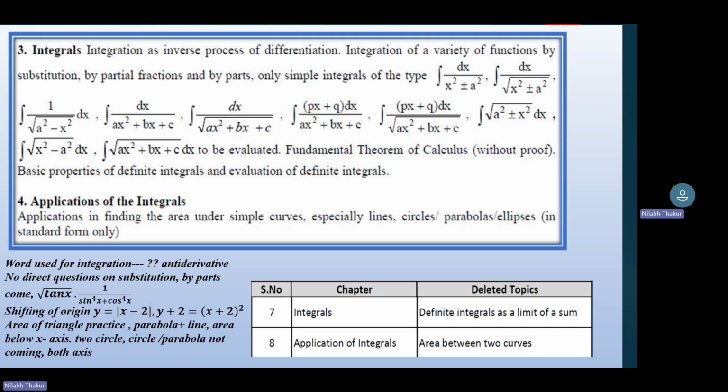Two circles and shifting the origin. Even in the circle, the standard form is x square plus y square equals something. But in the NCERT textbook, in the example part, you will find there are two questions where you are basically using the shifting of origin principle while solving the area between two curves, when the direct standard form equation is not given.